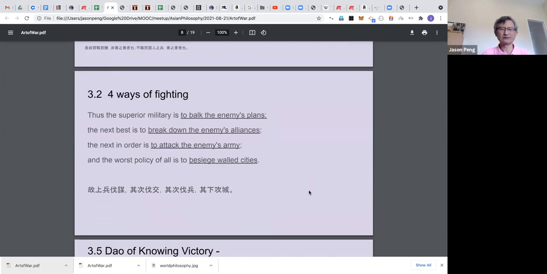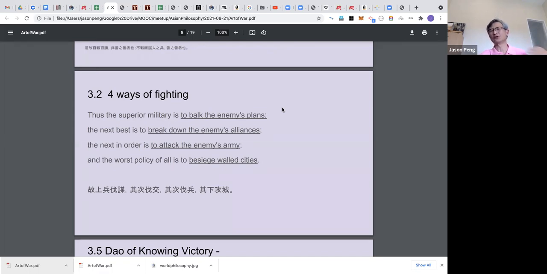Let me move on. There are no hands up. So they talk about four ways of fighting. The best, the superior military, is to block the enemy's plan before they really carry it out. When the enemy is in the planning stage, you already stop them. The second best is to break down the enemy's alliance. The third level is to attack the enemy's army. And the worst case is to go city by city to fight.